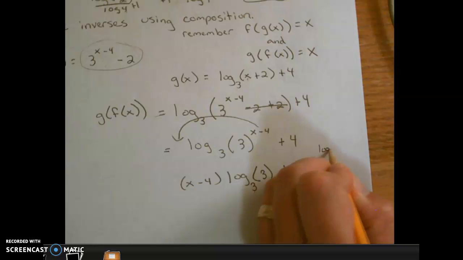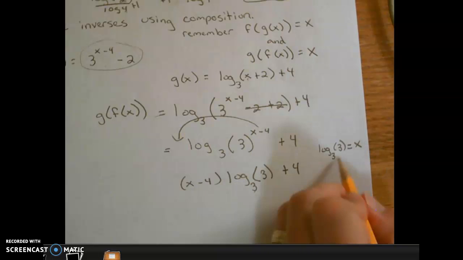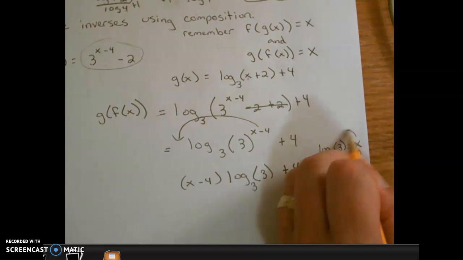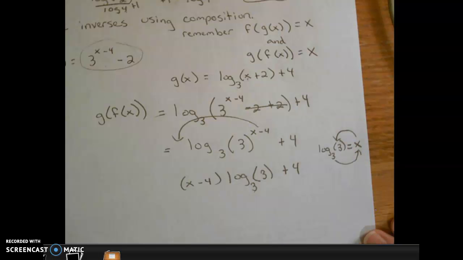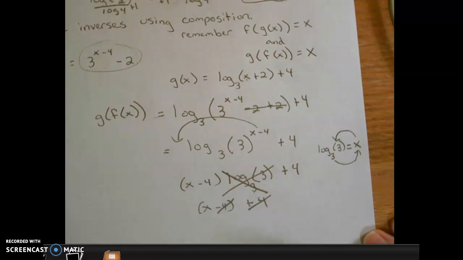Let me remind you of that. 3 to what power gives us 3? That's going to be 1. So we're going to have x minus 4 times 1 plus 4. And then minus 4 plus 4 cancel out, leaving us with x.